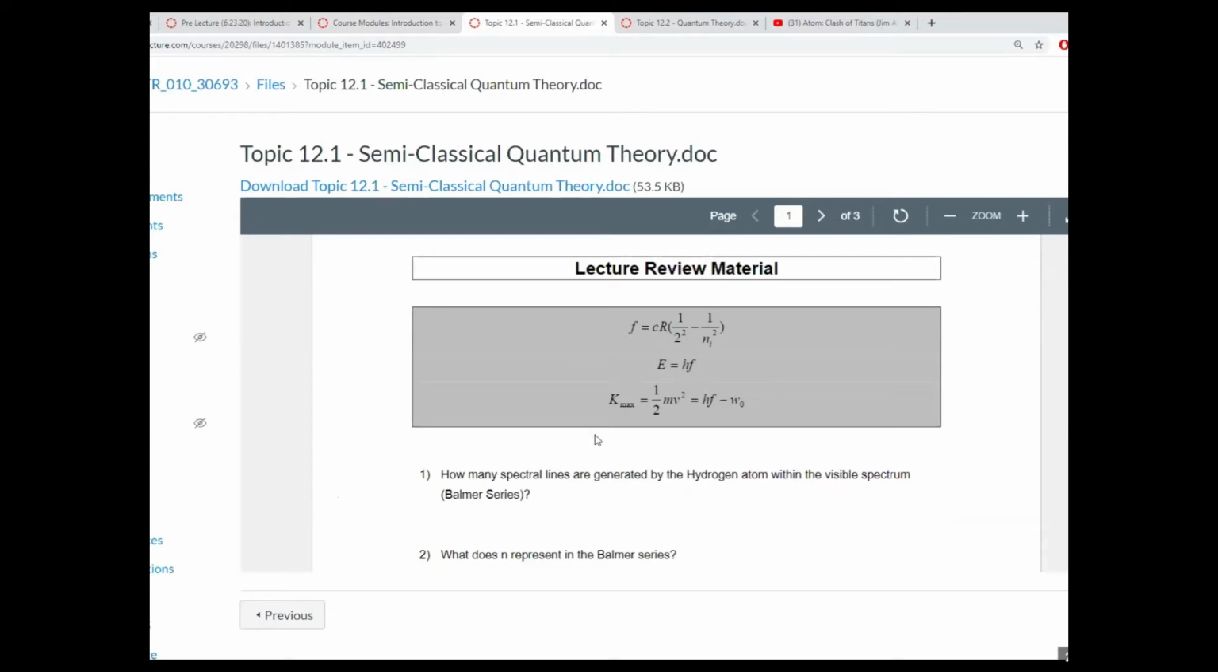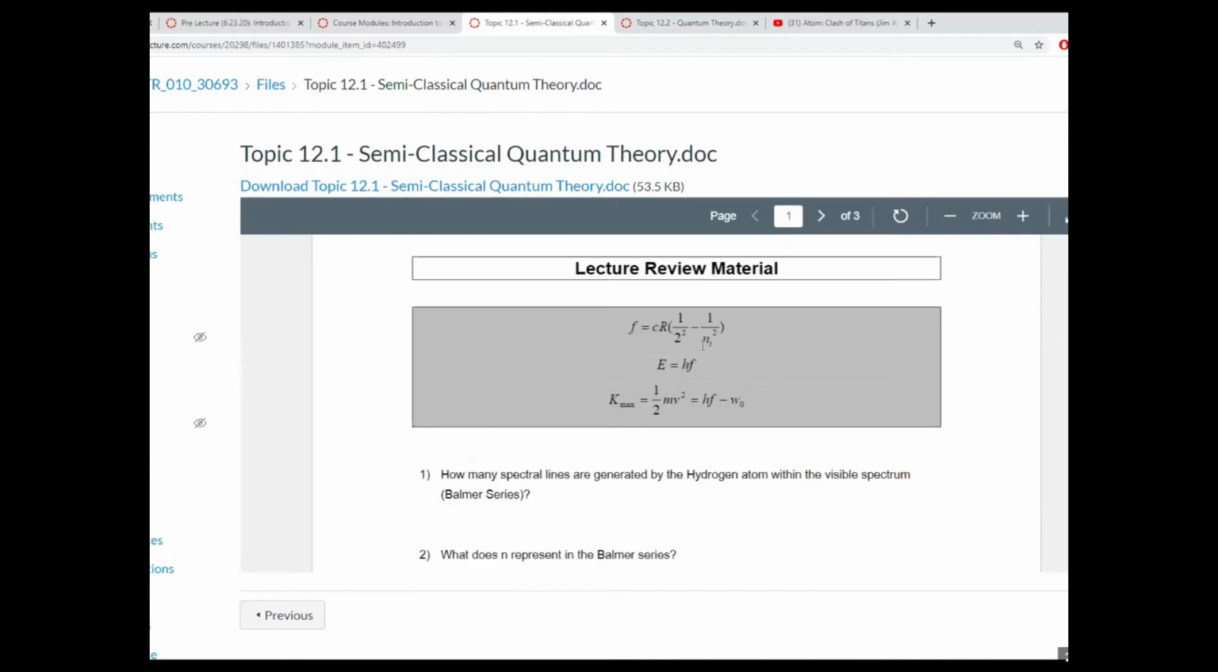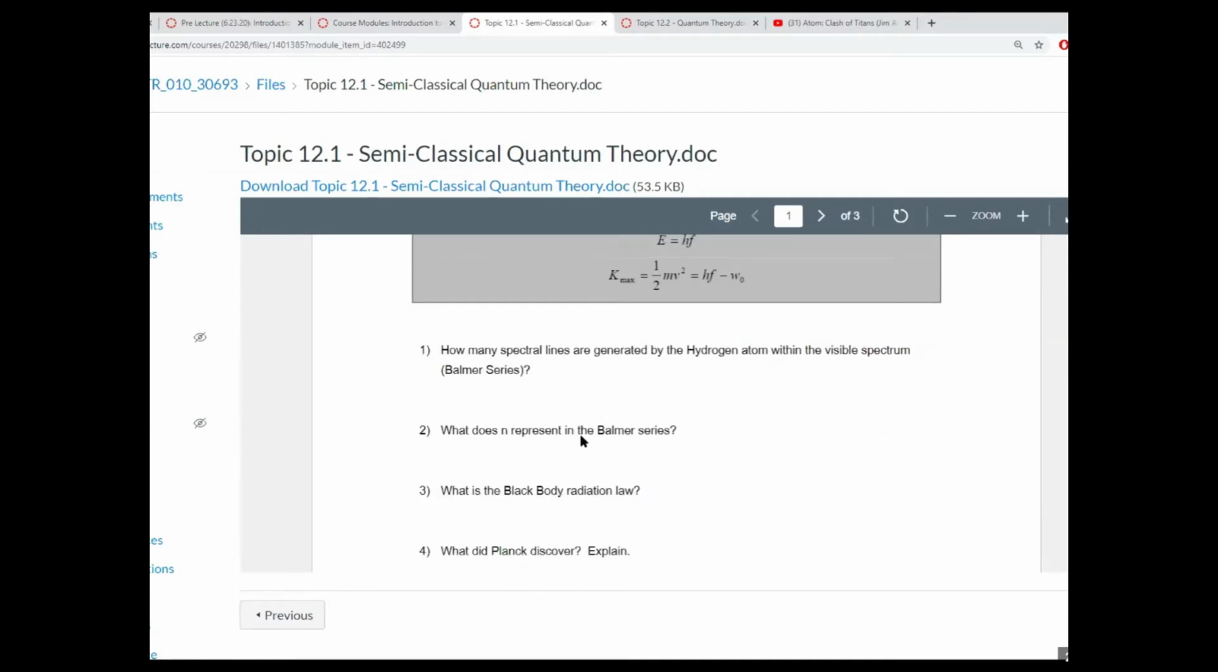Three formulas summarizing everything that we discussed yesterday. The first one is known as Balmer's equation. Let's focus on it. How many spectral lines are generated by the hydrogen atom? We got 4, right? So 4 spectral lines, 4 different frequencies, 4 different colors. You got red, the combination of blue-green, and two shades of violet. What does n represent in this formula? The n represents a number. If it's 3, it's going to be red. 4, it's going to be blue-green. 5 and 6 will be two shades of violet.